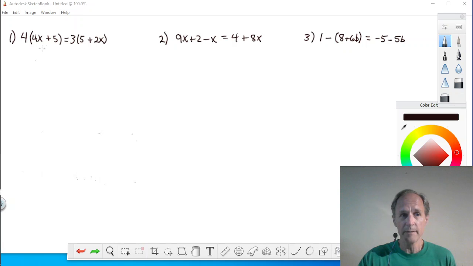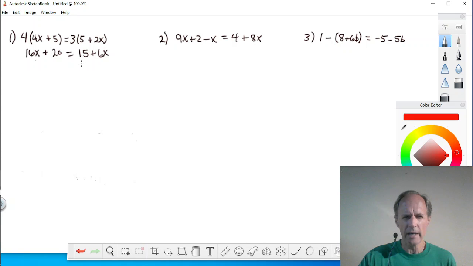So you can't do anything there, but you can go ahead and distribute. Multiply 4 times that whole quantity. So you get 16x plus 20. We'll do the same thing on the other side: 15 plus 6x. Okay, so now we're at the point where we want to get all the x's on one side and the numbers on the other, right? So it's reasonable to subtract 6x from both sides. That way our x term will stay positive.